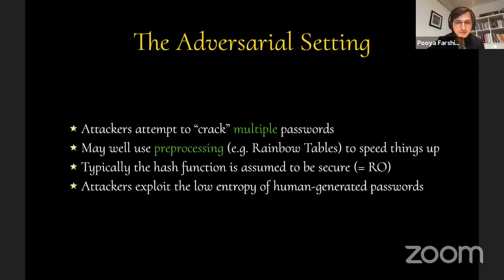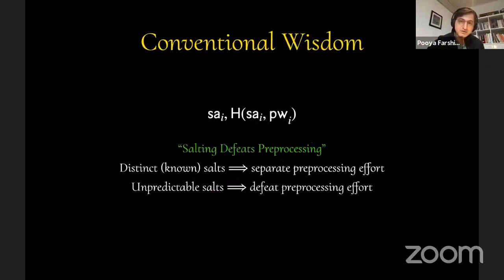So the adversarial setting that we're going to look at in this talk is that the adversary attempts to crack or break multiple passwords. The adversary gets hold of a database of passwords and wants to indiscriminately attack as many users as it wants. And the adversary may actually use pre-processing techniques such as rainbow tables to speed things up. Typically in this setting, the hash function is assumed to be secure in the sense that it behaves like a random oracle, and the adversary is going to exploit the low entropy in human-generated passwords.